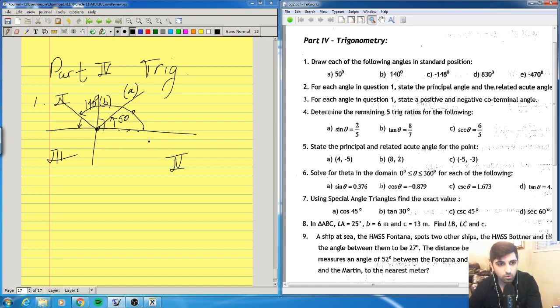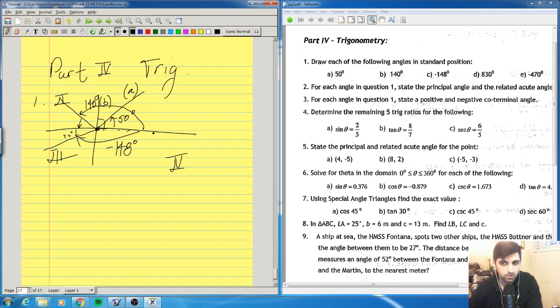Fantastic. So negative 148 degrees. That's bigger than negative 180, more positive, so it's going to be somewhere in quadrant 3. How much do we need? About 32 this way. This is about 32 degrees. So this one going this way is about negative 148 degrees. Okay? And 830, you do the same thing.